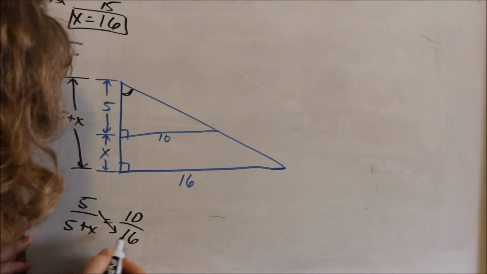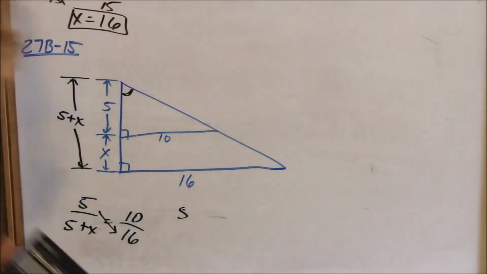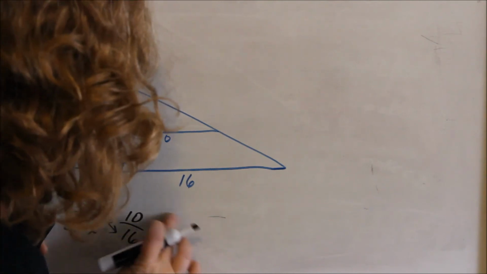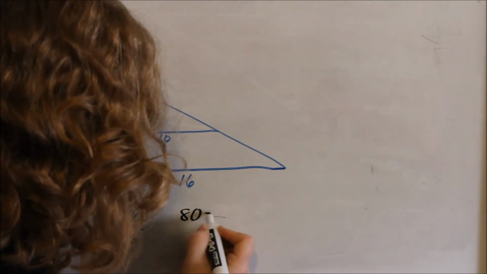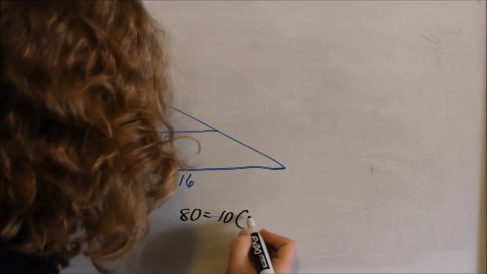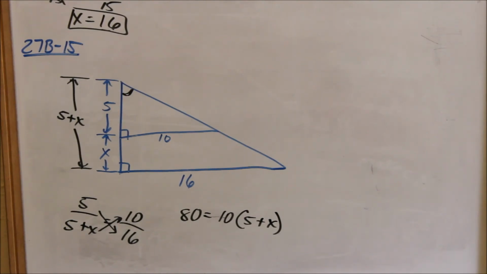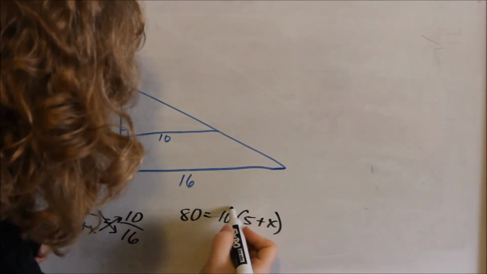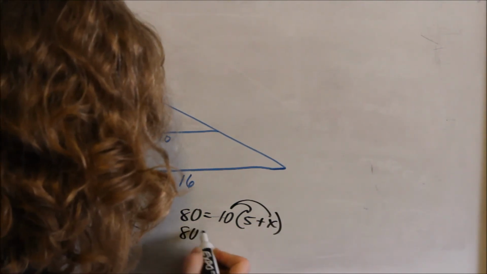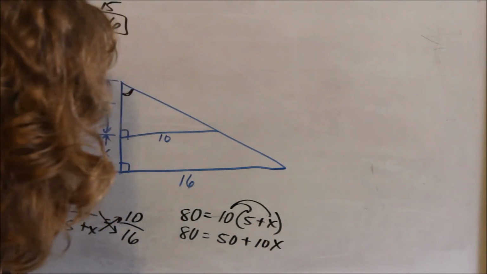Now I cross multiply. So I'm going to jump over here. Oh, I was going to write 5 times 16. Just let me write. 5 times 16 is 80. And then for over here, I need to say 10 times 5 plus x. So it is important to know that this 10 has to be distributed. So now I have 80 is 50 plus 10x.